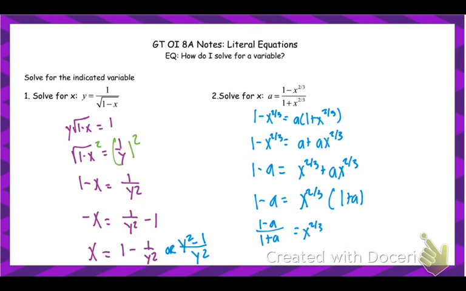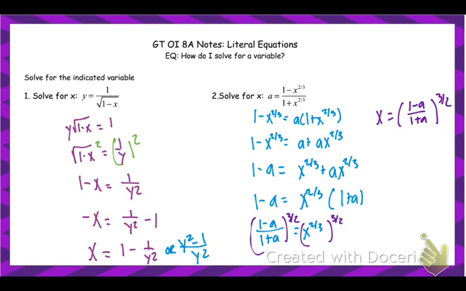Then my last step, I need to get x by itself. So again, I need to raise it to a different exponent. It's x to the 2/3, and I want it to be x to the first. So the exponent that I can raise this to is the 3/2. And if I do it to one side, I do it to the other. So I end up with (1 minus a over 1 plus a) to the 3/2 power.